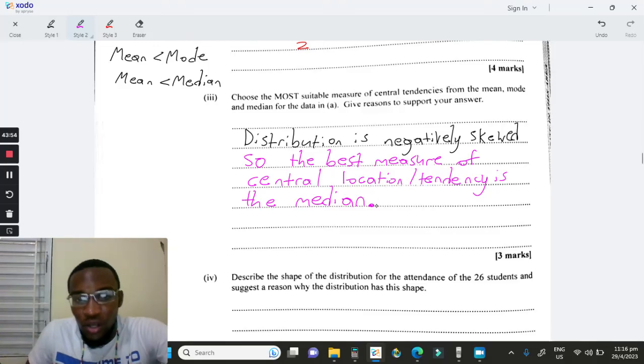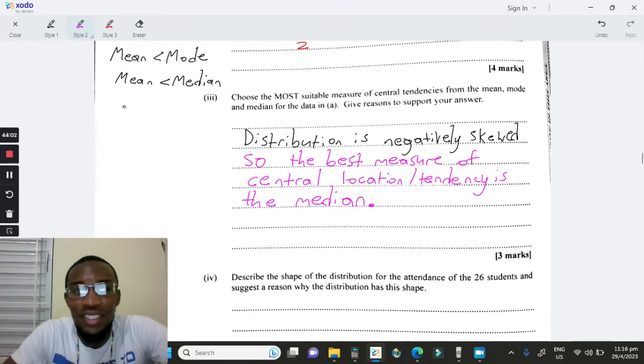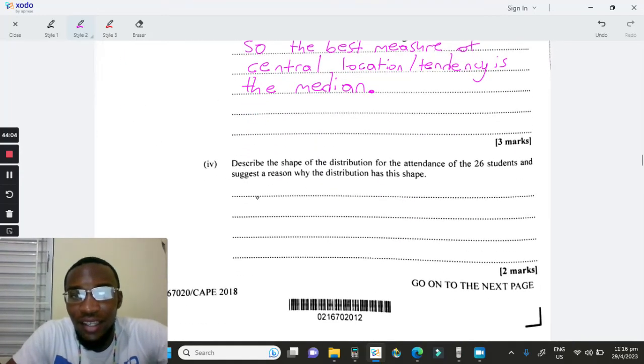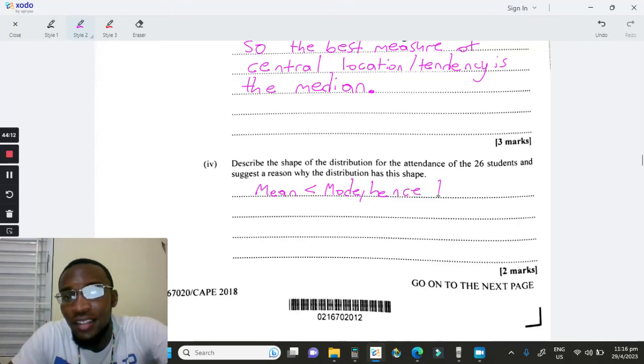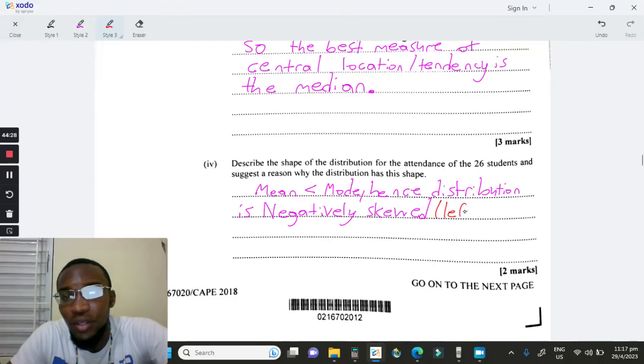Cool. Now, it says describe the shape of the, see there, we literally use the reason to answer 3, and now we're going to describe the shape. All right, so again, to describe the shape, the mean is less than the mode, hence the distribution is negatively skewed. Or some people like to call negatively skewed left skewed. Alright, the distribution is left skewed.